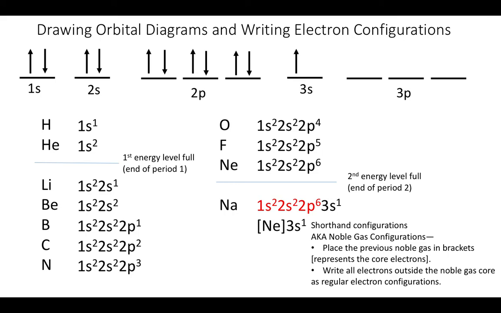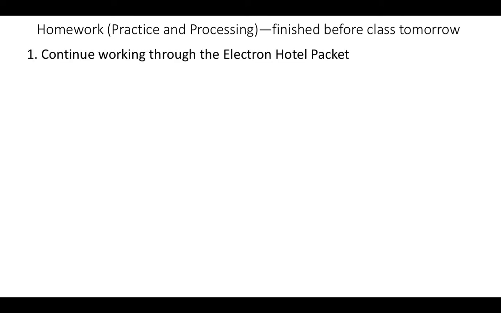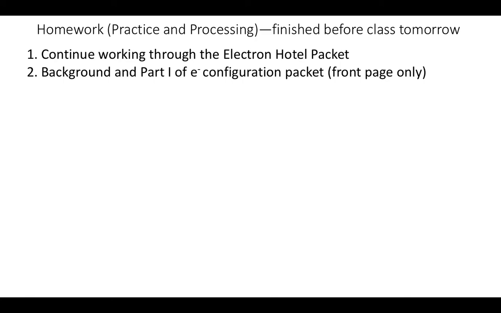To help you process through this, you do have some homework to do. This should be finished before class tomorrow. Continue working through the electron hotel packet. If you hit a roadblock yesterday with that, look at it again tonight, because our conversation today may help you work through that electron hotel packet. Then you should have picked up an electron configuration packet. The only parts that are going to be assigned are on the front page. So you have the background, which is some processing questions over the rules that we talked about. And then I want you to do part 1.